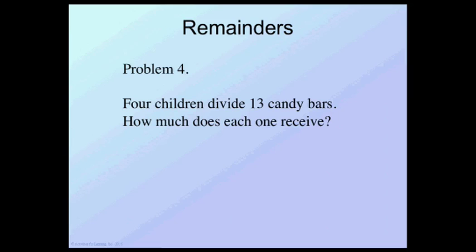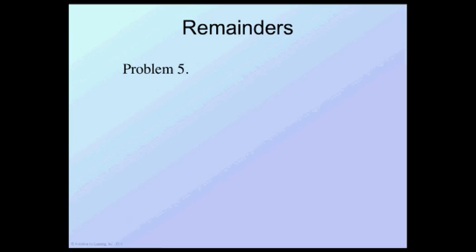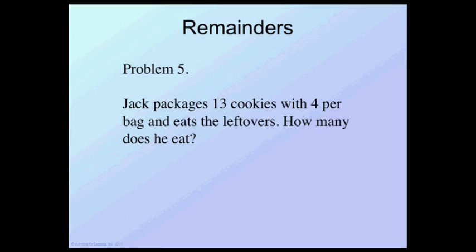Problem 4. 4 children divide 13 candy bars. How much does each one receive? 3 1/4 bars. Notice how we keep having the same numbers, 4 and 13, and yet how our answers are changing so much. Let's do the last one here.